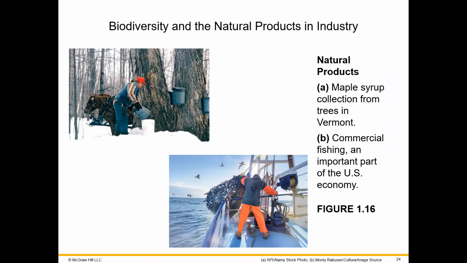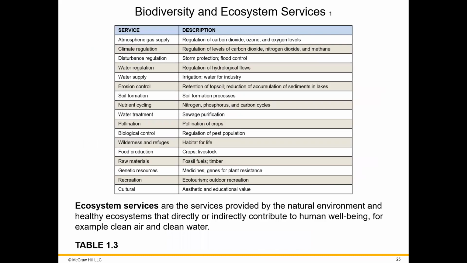A natural product is a living organism or substance produced by a living organism. It is found in nature rather than being grown specifically for harvesting by humans. So maple syrup, honey, and commercial fishing are all considered natural products. Here is a great table of ecosystem services provided by the environment and how they contribute either directly or indirectly to human well-being. Please keep this chart in mind for your exam.